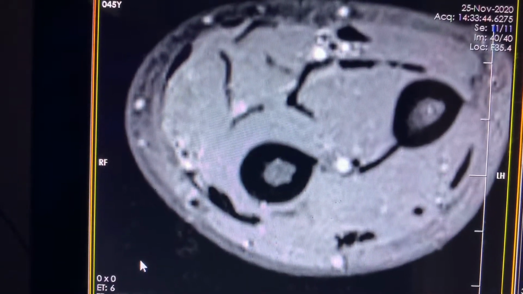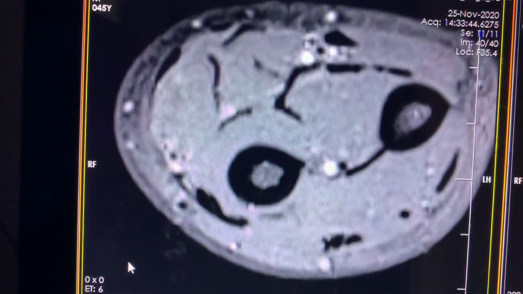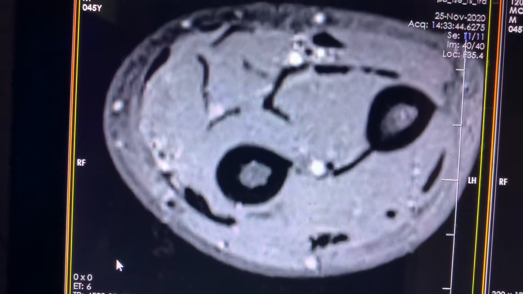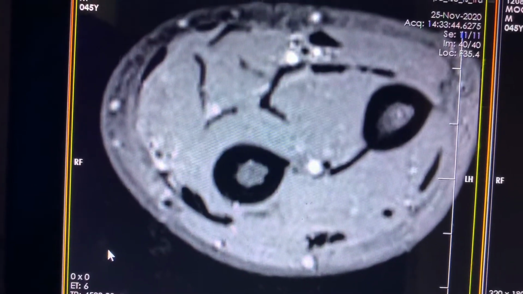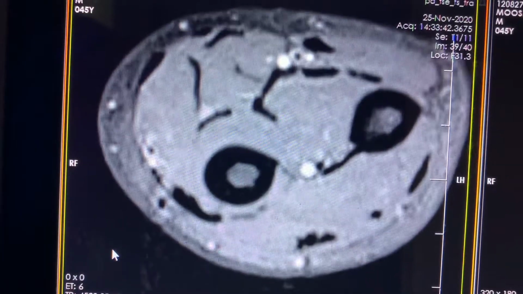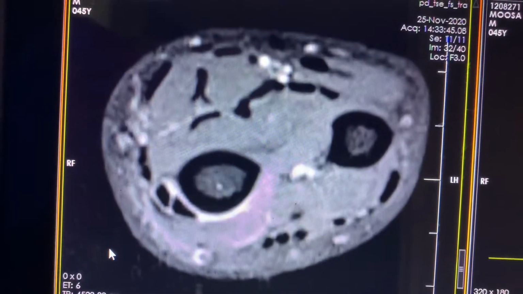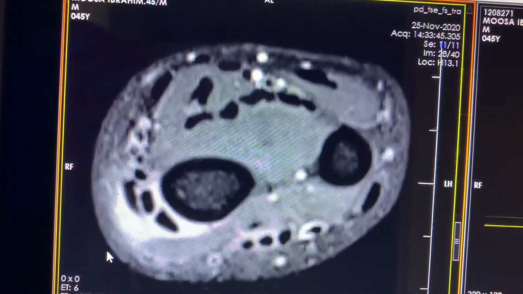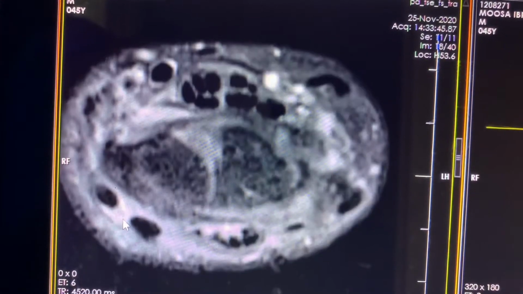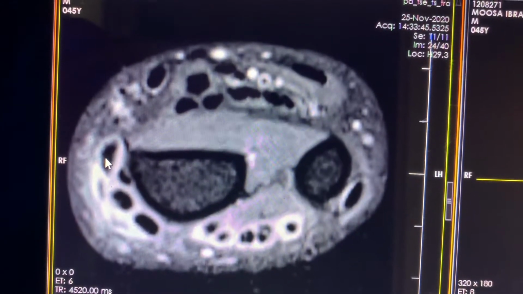This is a patient who presented with a swelling in the distal forearm region since last 10 days or so, and is actually sent to rule out soft tissue mass. So, this is a PDFS axial MRI sequence, and we are scrolling from cranial to caudal as we are going down. So, we can see this is the second extensor compartment tendons, and this is the first extensor compartment tendons.